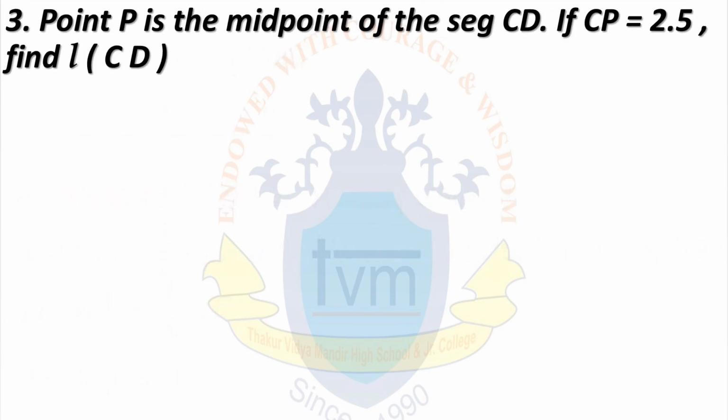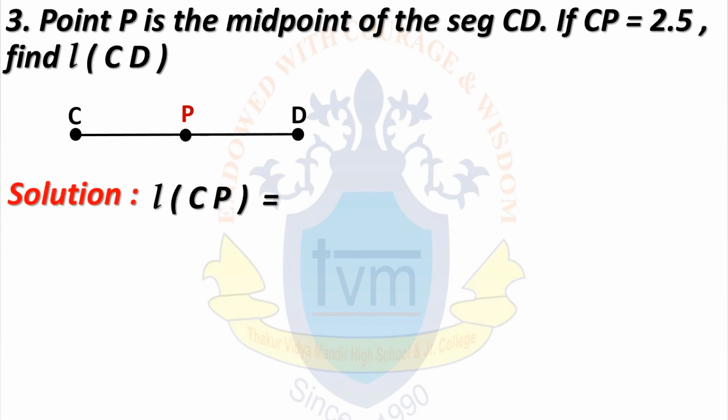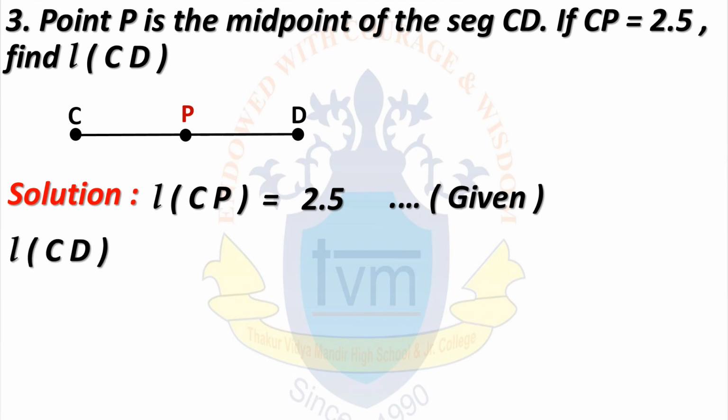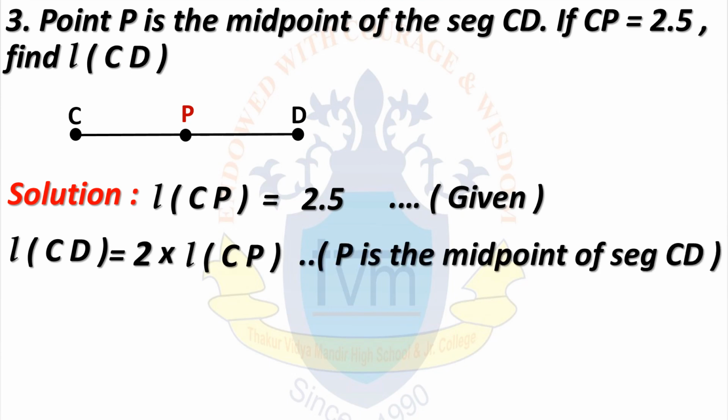Now here we have the next question, question number 3. Point P is the midpoint of seg CD. If CP equals 2.5, find length CD. We will draw the figure first. Let's see here, P is the midpoint of CD. What is given here? CP, how much is it? 2.5. Length CD is 2 times the length CP. Why? Because P is the midpoint of seg CD.